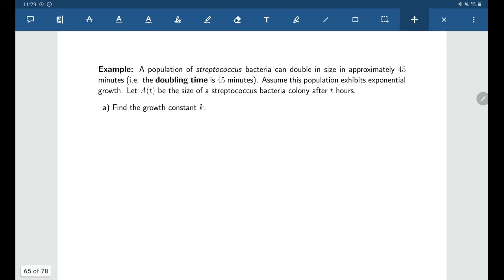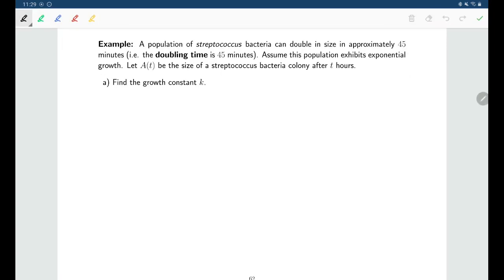All right, one more example. We've got a population of Streptococcus bacteria that can double in size in approximately 45 minutes. So in other words, the doubling time, the time it takes to double, is 45 minutes. And we are assuming exponential growth here, so we'd like to find our growth constant k first and then work our way upwards. One thing to note here, that we do not know what the initial population is. Right now, the initial population is a mystery.